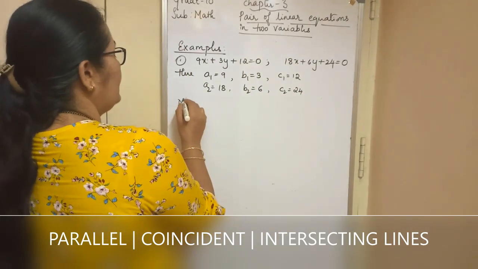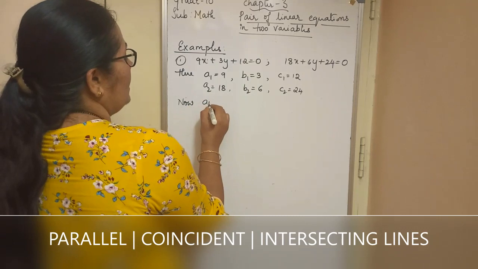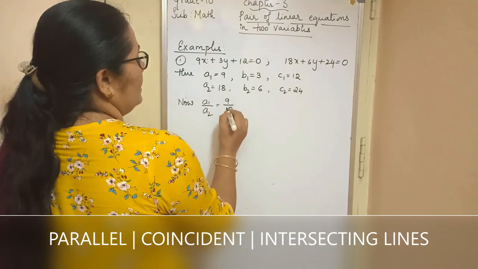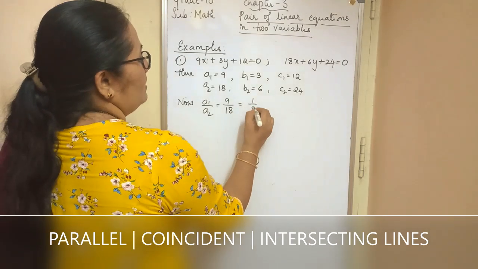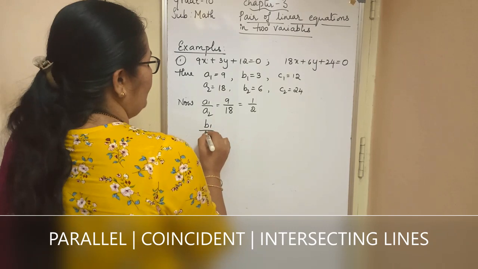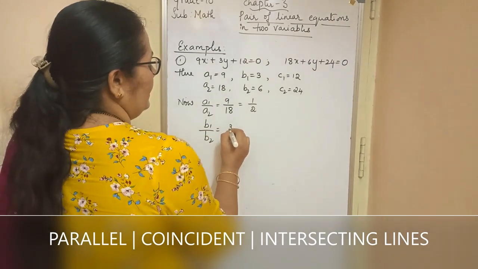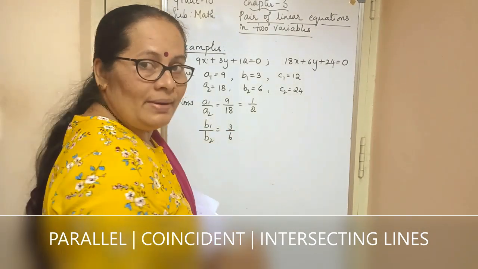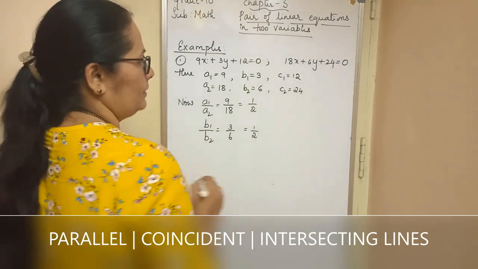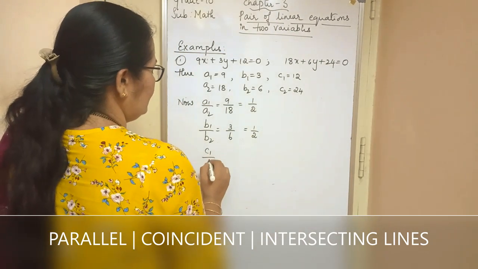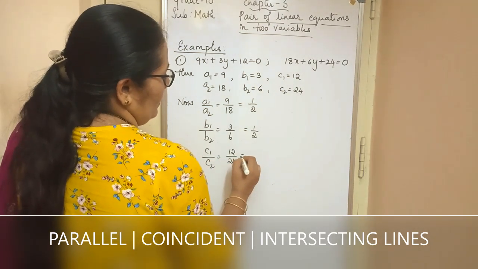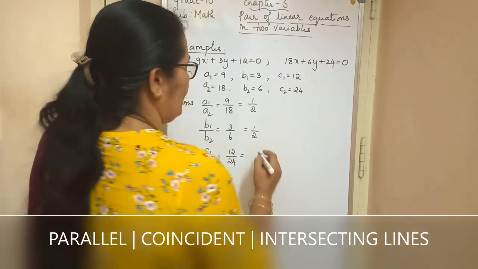Now take the ratios. a1 by a2, that is 9 by 18. What is 9 by 18? 1 by 2. Then b1 by b2, 3 by 6. What is 3 by 6? 1 by 2, which is also 1 by 2. Then c1 by c2, that is 12 by 24. 12 by 24 is 1 by 2.